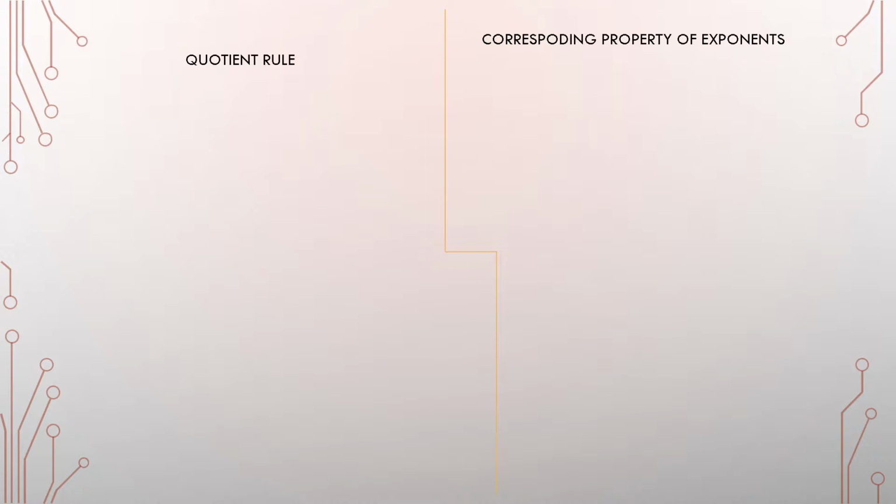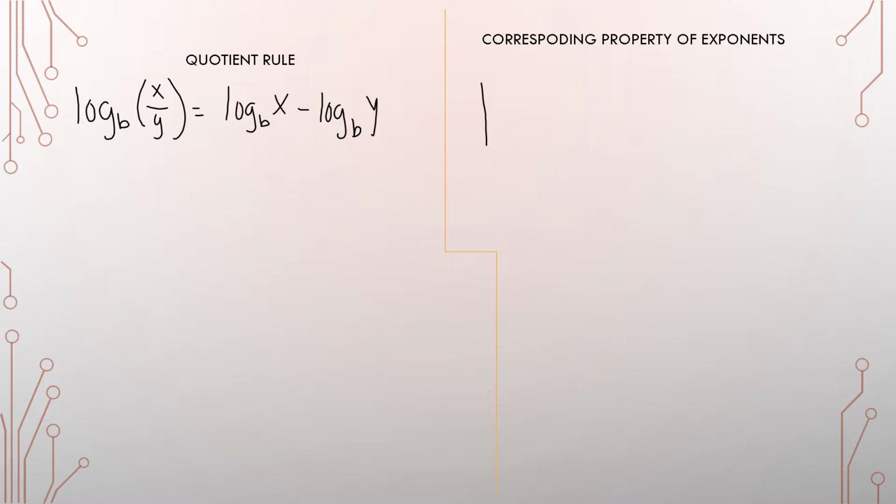Next, we have our quotient rule, and that states that the log of x divided by y with base b is going to equal log of x with a base b minus log of y with base b. And there's of course a corresponding property of exponents that states that b to the x minus y power is going to be b to the x power divided by b to the y power.